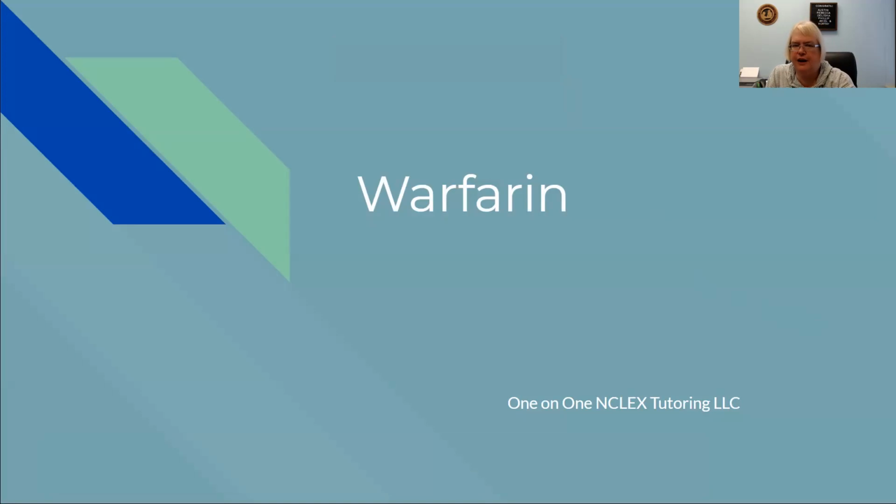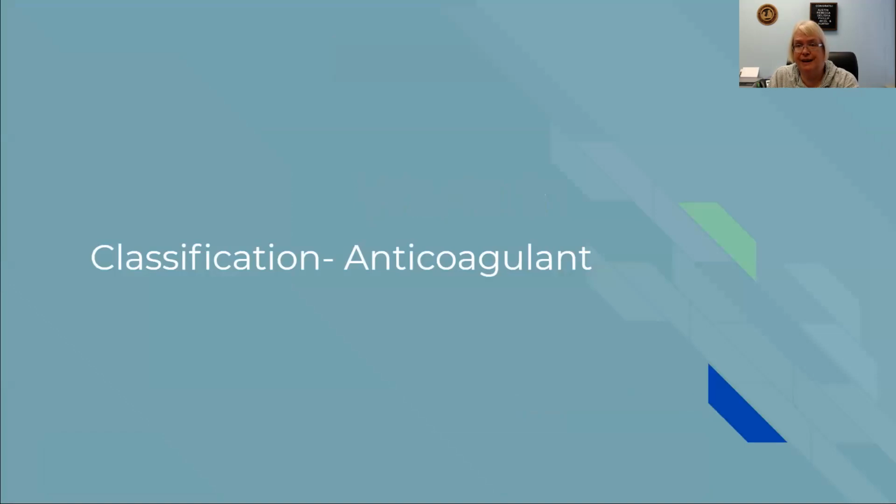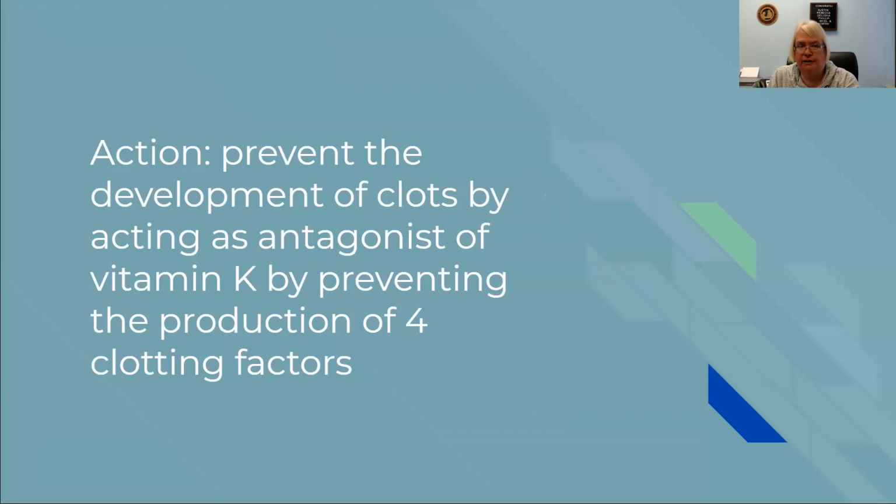So Warfarin. I hope that your brain is automatically going to its classification, because that's where it should be going. Its classification is an anticoagulant. Its action is to prevent the development of clots by acting as an antagonist of vitamin K, preventing the production of clotting factors. And the antidote for this is vitamin K.